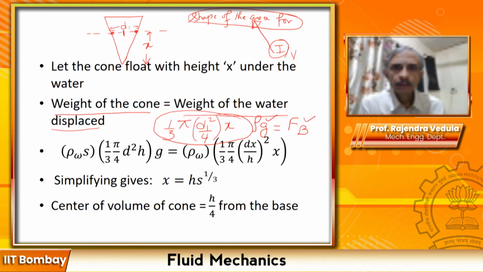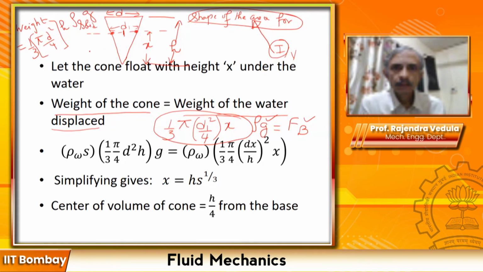What is the weight? The weight is going to be 1/3 area of the base, which is d, multiplied by the height, which is h, multiplied by rho g, where rho is now of the solid.